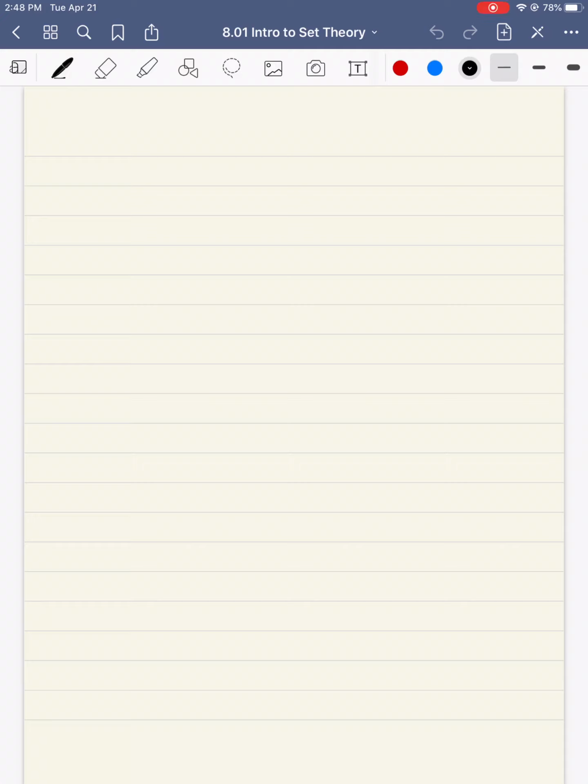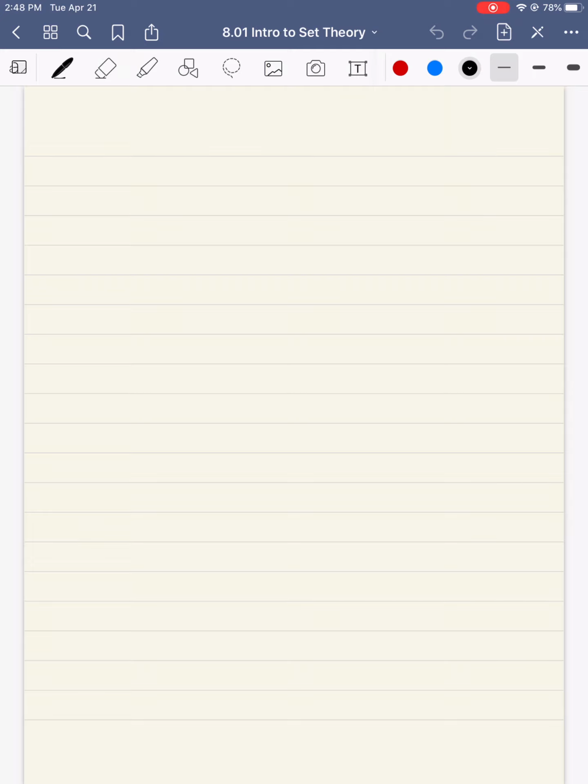Hi everyone. So today we are going to deviate from proofs for a little bit, just to get some more background information on the logistics of mathematics. So we're going to start with some set theory.